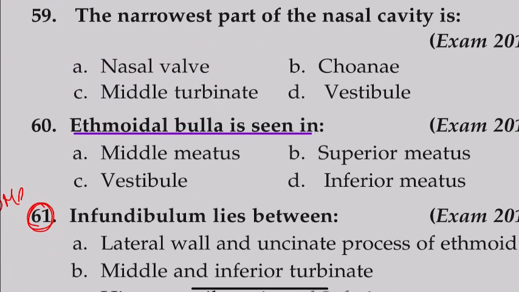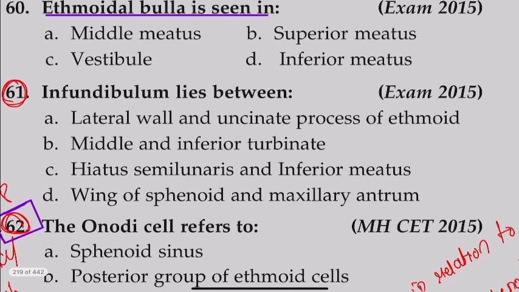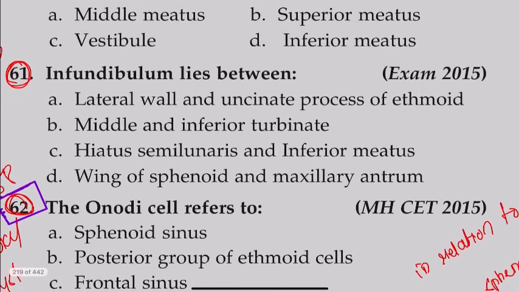Ethmoidal bulla and infundibulum are seen where? In the middle meatus. Infundibulum lies in between which structures? Between the lateral wall and the uncinate process of the ethmoid. This is the region where the infundibulum lies, right?